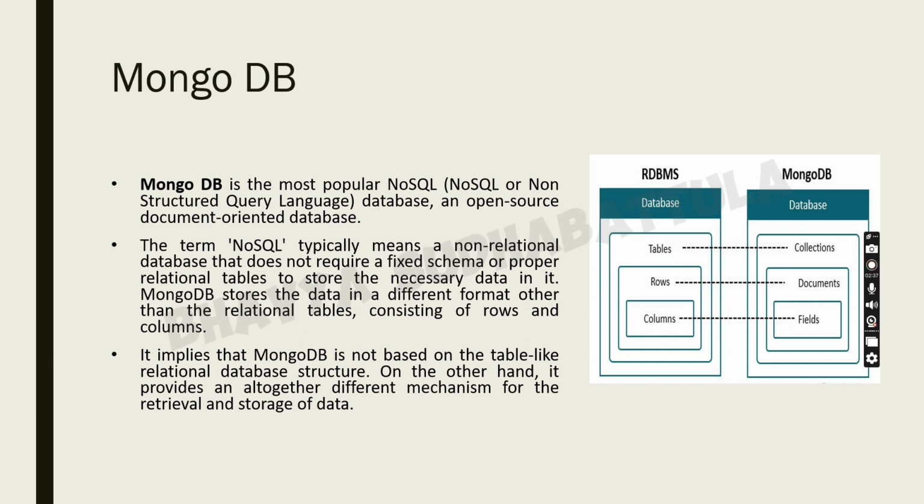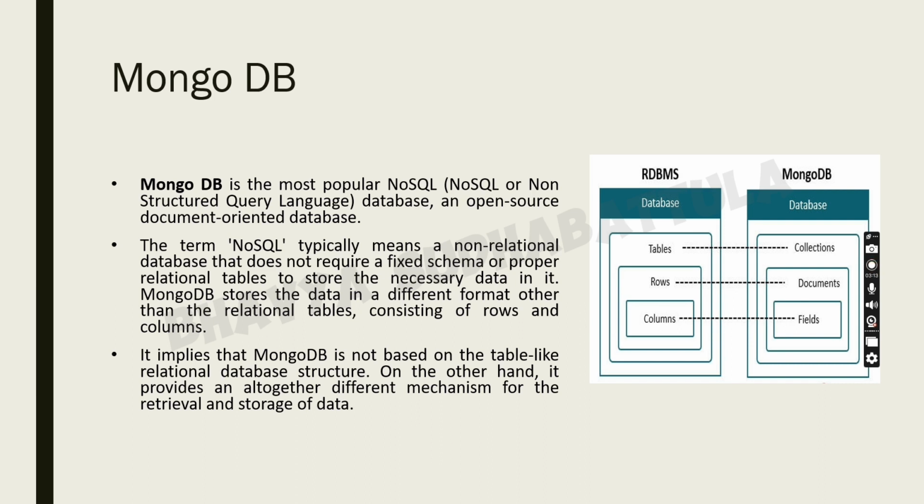MongoDB is the most popular NoSQL database and an open source document-oriented database. The term NoSQL typically means a non-relational database that does not require a fixed schema or proper relational tables to store the necessary data in it. MongoDB stores the data in a different format other than relational tables consisting of rows and columns. It implies that MongoDB is not based on the table-like relational database structure. On the other hand, it provides an altogether different mechanism for the retrieval and the storage of the data.